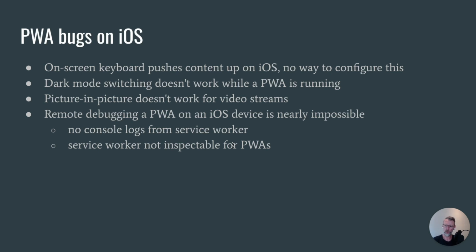Also, dark mode switching does not work on iOS while a PWA is running. It did work before, but it was broken and it was never fixed. So although dark mode does work for PWAs, you cannot switch while the PWA is running. If you have a PWA open and you want to go to dark mode, you need to close the PWA, then switch to dark mode, and then open the PWA again, and then you will have dark mode on. But switching while it is open, unfortunately, is not possible.